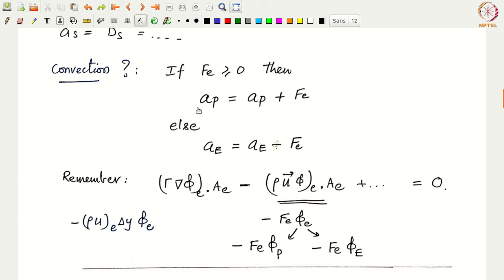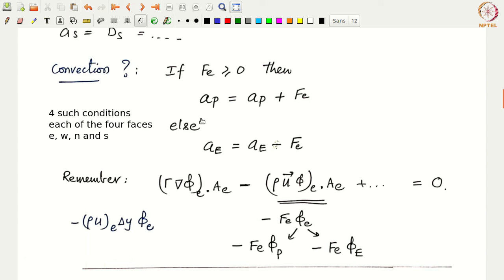Okay, so we need to write a conditional statement such that either AP or AE gets modified because of the convection on the east phase, right? So how many such conditions do we need to write? We need to write 4 such conditions, corresponding to each of the 4 phases, that is basically east, west, north, and south. Okay, so we need to write 4 such conditions. We will not write all the conditions here.